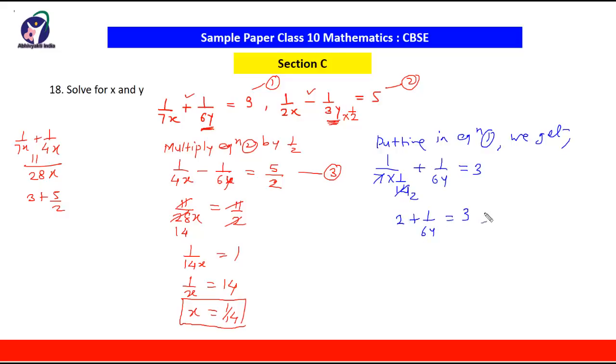Take 2 to the other side. So it will be 3 minus 2, that is 1. So it will be 1 by 6y is equal to 1, and therefore y is equal to 1 by 6. This is the second step you have completed, and you have got the values of x as 1 by 14 and y as 1 by 6.